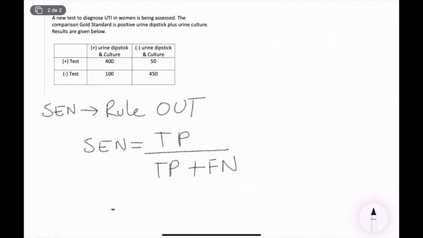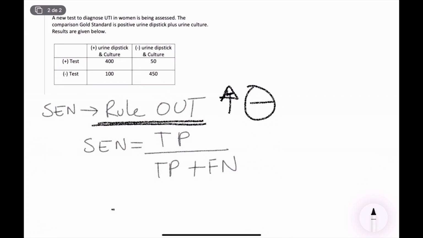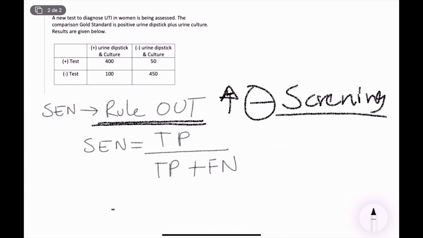Hi friends, I'm gonna show you how to resolve a problem from biostatistics about sensitivity that is useful to rule out the disease. So a study with high sensitivity rules out the disease when it is negative. It is useful in screening tests. So we have a question here about that.